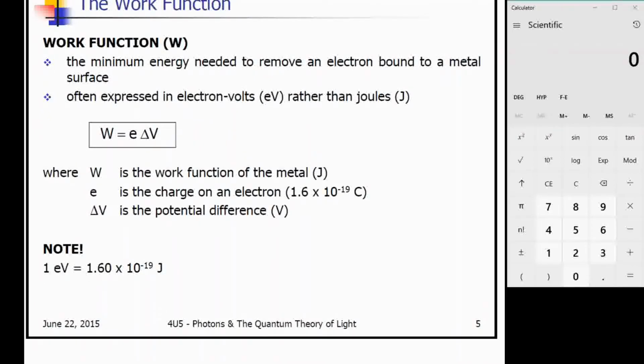It defines the work function, the minimum energy needed to remove an electron bound to a metal surface. We measure this in electron volts rather than joules because it's easier to understand: measures in joules are going to be very small, but the electron volt itself would be on the order of 10 to the power of 0 or 10 to the power of 1. W is, of course, our work function. E is the elementary charge of an electron. And delta V is our potential difference. 1 electron volt, of course, is 1.6 times 10 to the negative 19 joules.